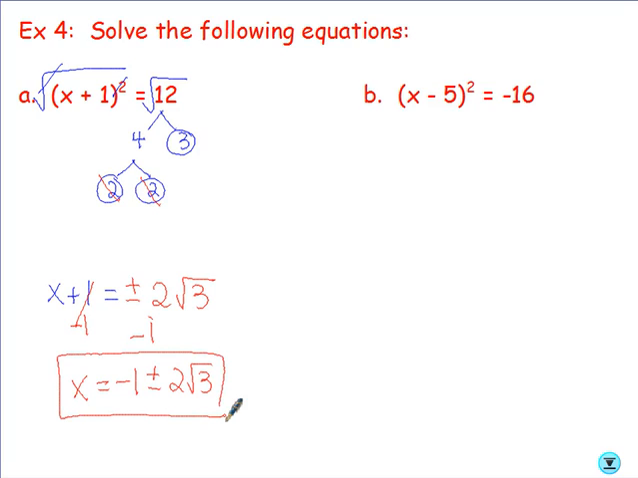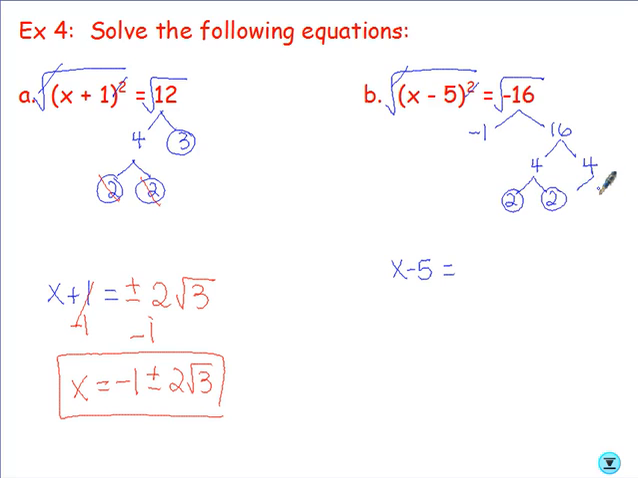Let's try another one, and then you're going to try a couple on your own. First thing we need to get rid of, not the 5, just the 2. Square root both sides. Those cancel. Down here we have x minus 5 equals the square root of negative 16. I said negative, so that means automatically I start with negative 1 and positive 16. 16 is 4 and 4. Those are not primes. 4 is 2 and 2. Those are primes. That 4 is 2 and 2, and those are also primes.